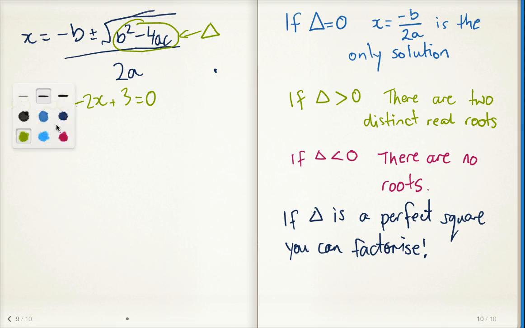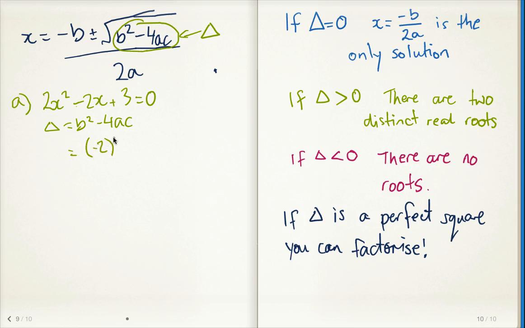I want to find the discriminant, which is equal to b squared minus 4ac, so negative 2 squared minus 4 times a, which is 2, and our c is 3. I can evaluate that. Hopefully we don't need a calculator, but maybe you will, and that equals negative 20. So I can see that my discriminant is less than 0.